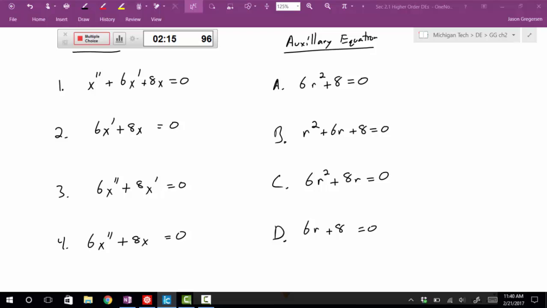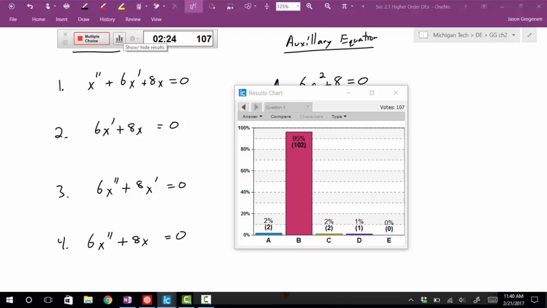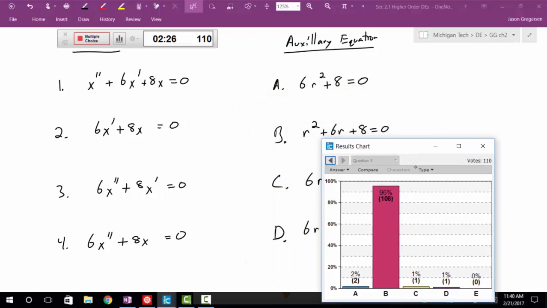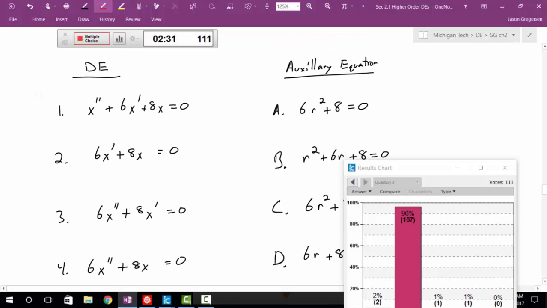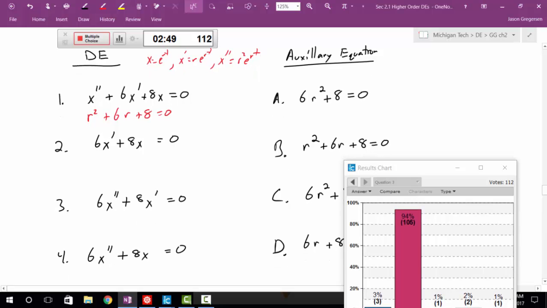All right, so we'll see what we got for number 1. All right, very confident B. Absolutely. So we take our values, we assume that x equals e to the rt, x prime is equal to r e to the rt, x double prime is r squared e to the rt. We plug those values in, we get r squared plus 6r plus 8 equals 0. That is B. Wonderful.